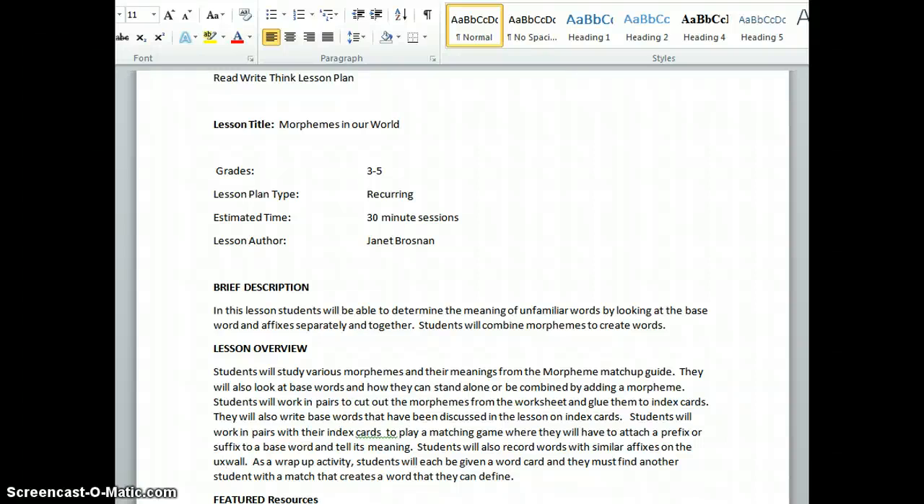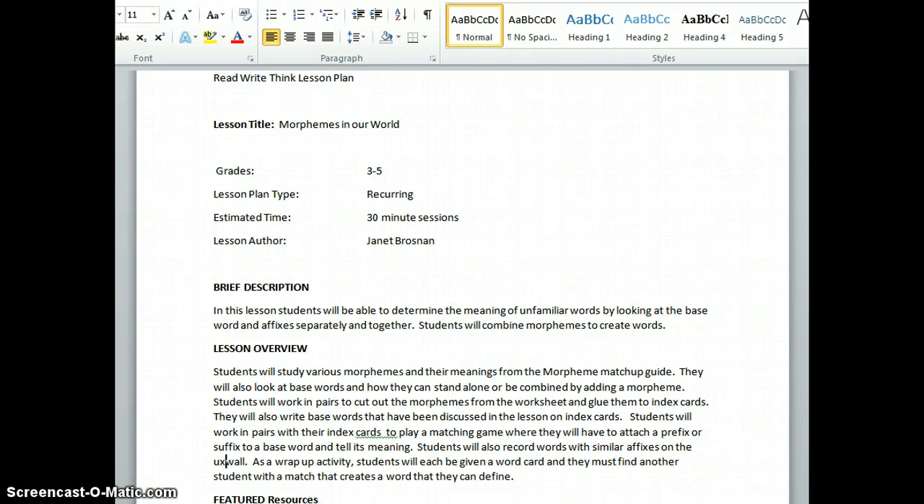The name of my lesson is Morphemes in Our World. It is designed for grades 3 to 5. It's a recurring lesson plan, and each session would take about 30 minutes or so. I chose this type of lesson because I work with many English language learners in my school. As a special education teacher, I also work with students who struggle with their phonemic awareness.